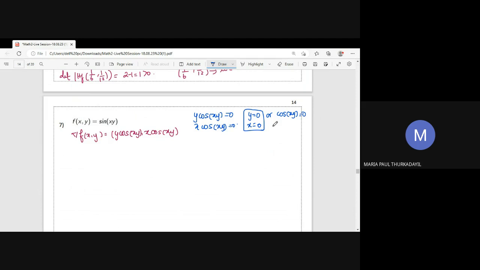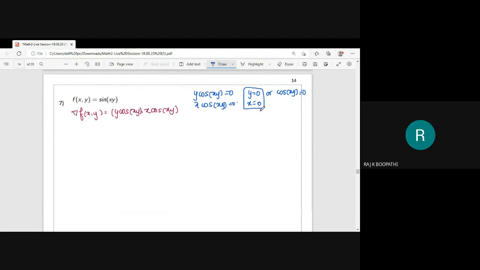Even if y is equal to 0, you cannot combine both of these together. Either this or this. If y is 0 or x is 0, your cos 0 will become 1. So both of these together cannot happen, but x equal to 0 and y equal to 0 we can combine. Now can you tell what are the critical points? 0, 0.